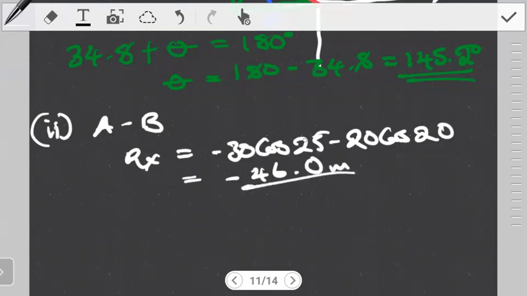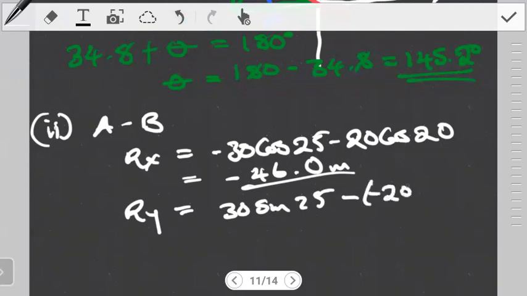Using the same method, you go to the y components. Again, for the y components, it's going to be the y component of A, which is 30 sine 25, minus the y component of B, which is minus 20 sine 20. And this is going to give us 19.5.